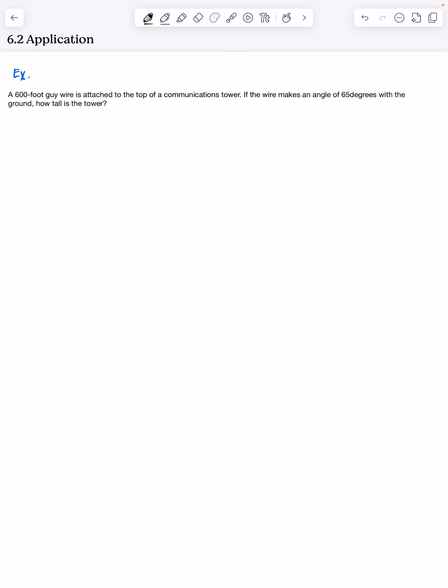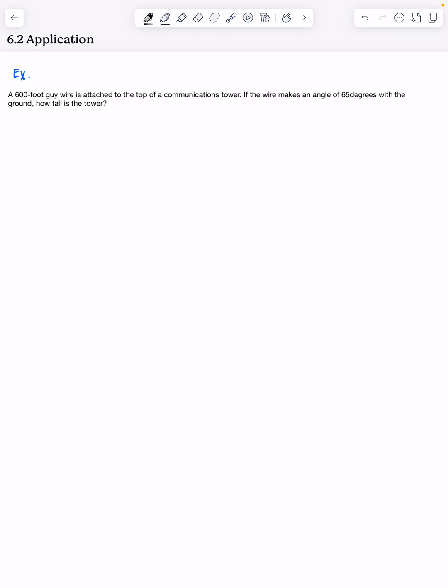talking about a wire attached to the top of a communications tower. So like everything in this course, you need to draw a picture, regardless if it's just drawing a right triangle or if I give you a word problem. You know that so far all we're talking about is right triangles, so somehow a right triangle is going to come out of this information.